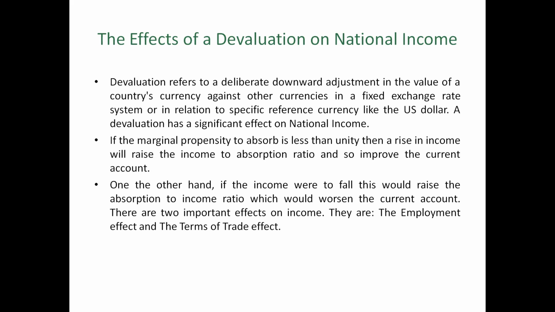If the marginal propensity to absorb is less than unity, then a rise in income will raise the income to absorption ratio and so improve the current account. On the other hand, if the income were to fall, this would raise the absorption to income ratio, which would worsen the current account. There are two important effects on income. They are the employment effect and the terms of trade effect. Now we are going to describe the employment effect and the terms of trade effect.